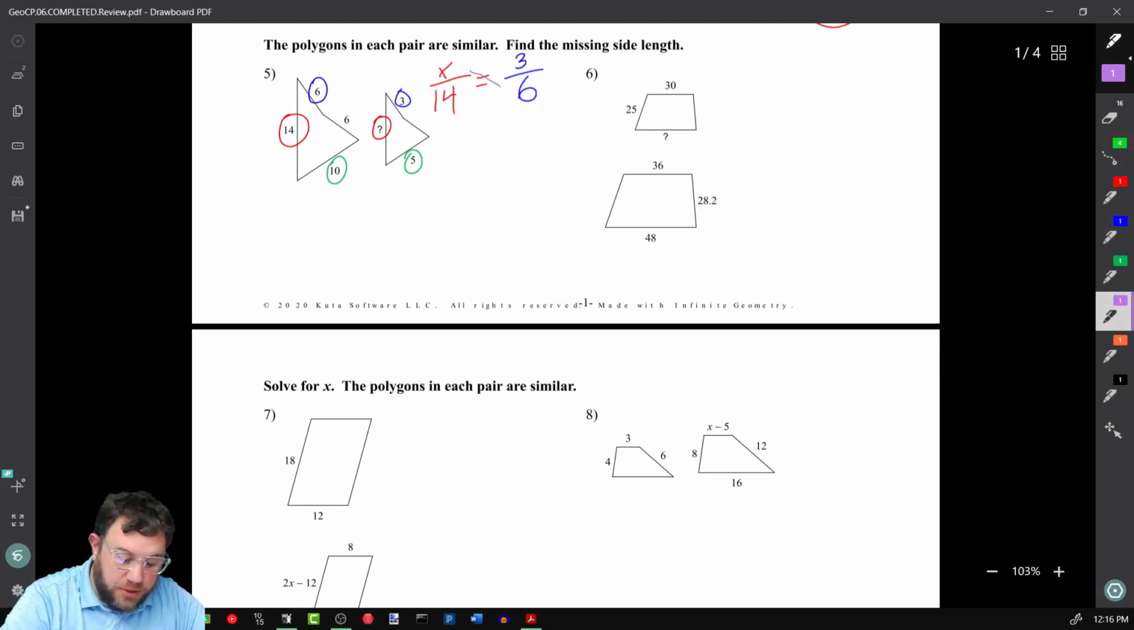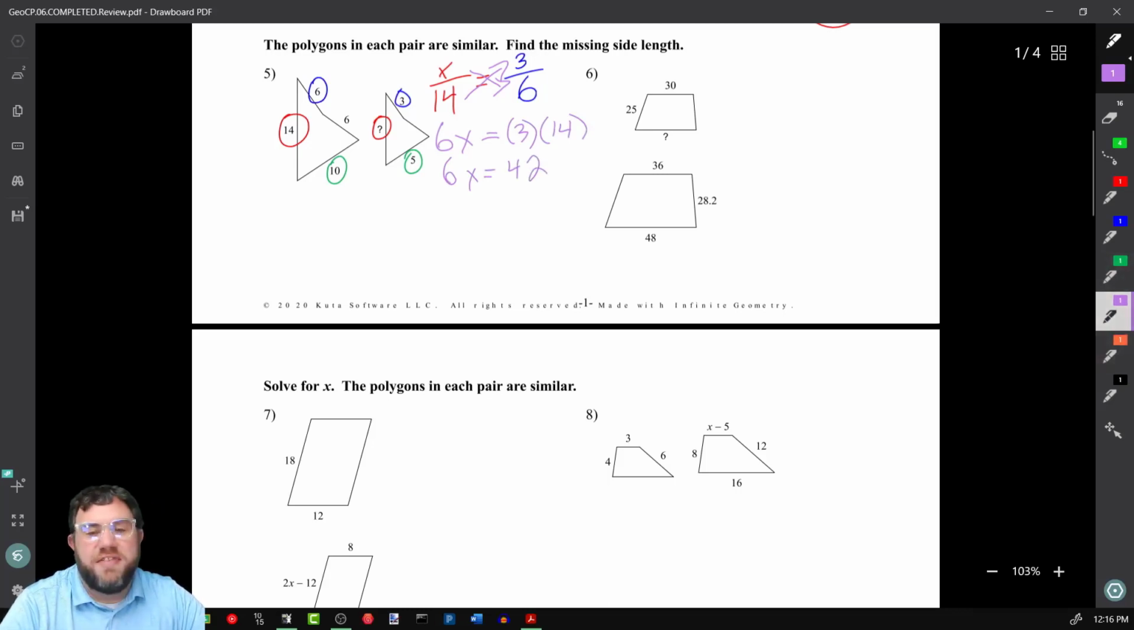So the values from one shape always need to be in the same position. So we want to cross multiply. That's how we solve proportions. So we get 6 times x equals 3 times 14. 3 times 14 is 42. And then we want to divide both sides by 6. So our missing side is 7.